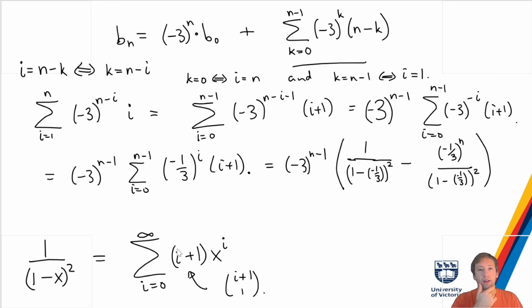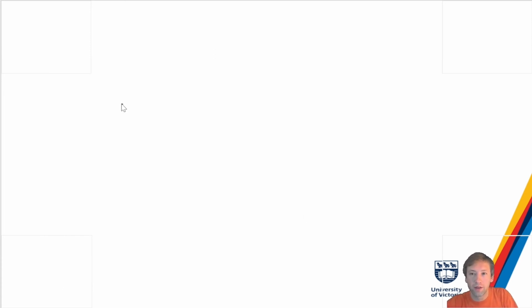This is because this finite sum is just the infinite sum we have below minus x to the n times that infinite sum where x is equal to negative a third. Now you could do some simplifying, but you don't necessarily have to.